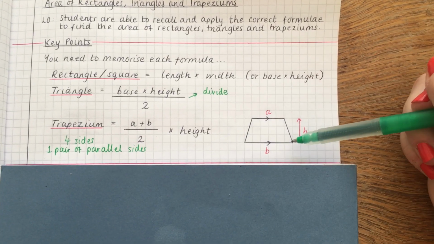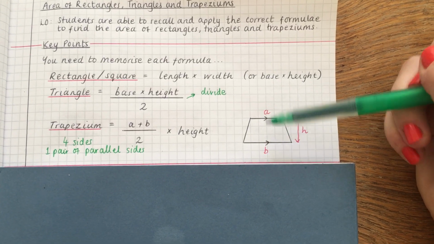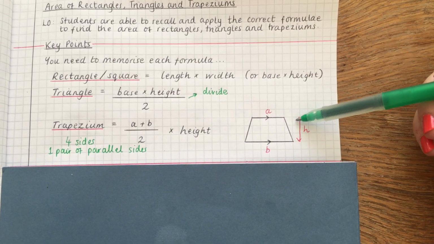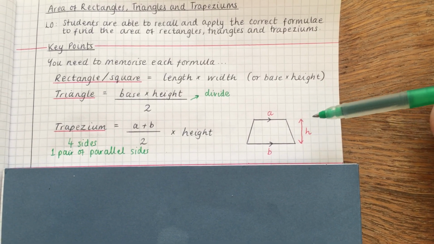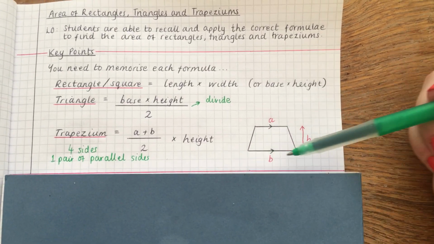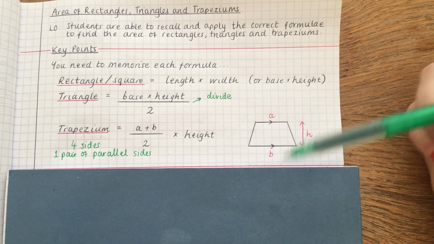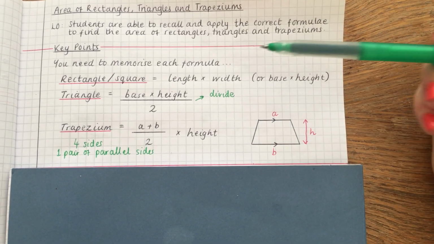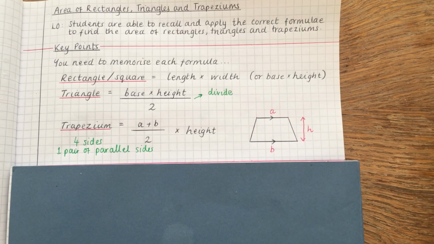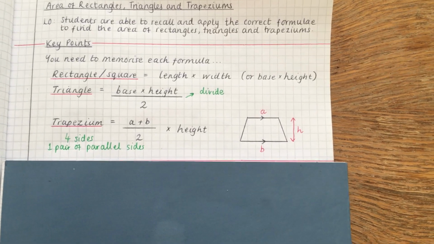Now, the 2 parallel lines are A and B, so those are the 2 that you add together, and then you divide it by 2, and then you times it by how tall the shape is, the height, okay? So make sure you remember that a trapezium has 4 sides and 1 pair of parallel sides. It can look different to this, so watch out when we do the worked examples. So make sure you've got these formulae written down, and we're going to move on to the examples now for you to see how we put them into action.